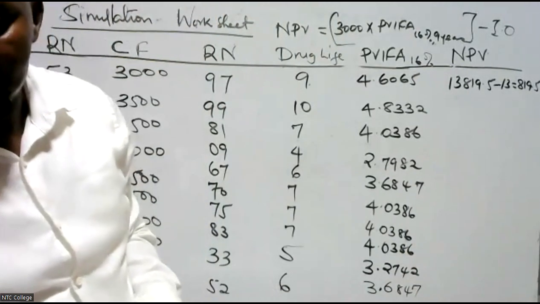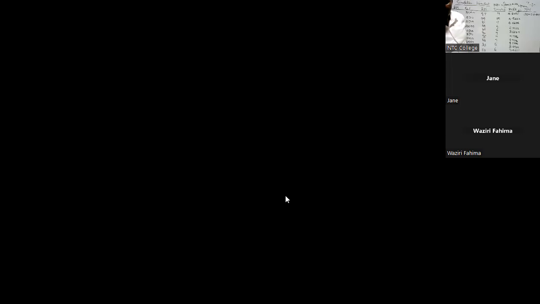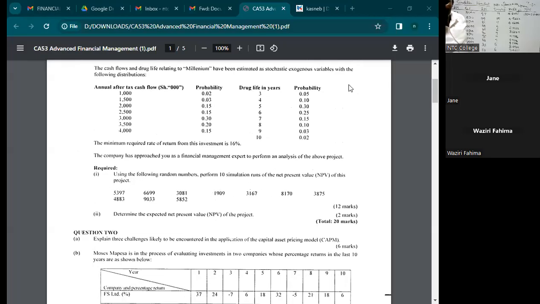What was the question? I need to look at the question. They wanted the NPV for each run, using the performed simulation of the net present value of this project. So they have not told us to get the NPV for each run. It's the NPV for each project.